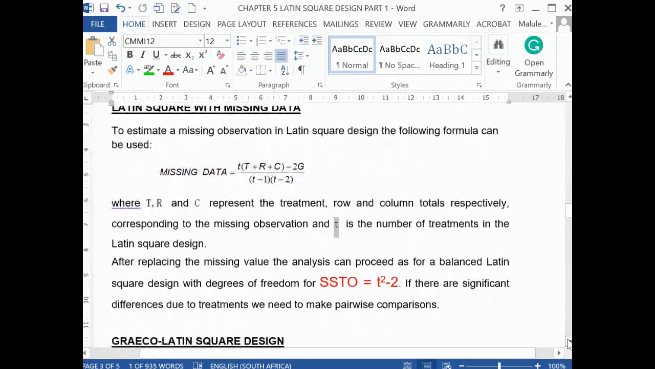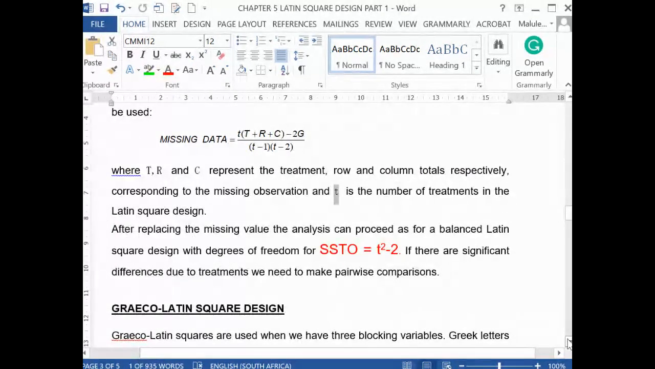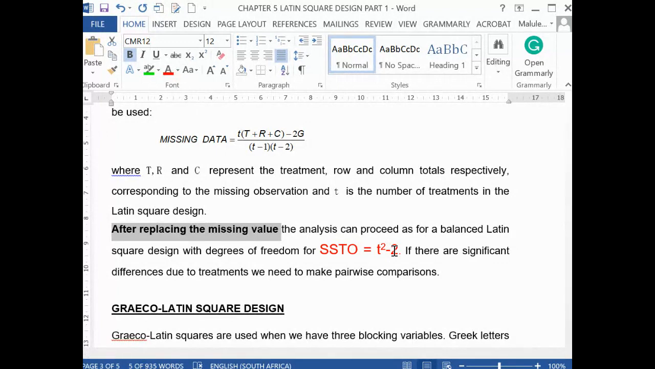What I was saying, guys, is here, I made it red: after replacing the missing value, the analysis can proceed as for a balanced Latin square design, with the degrees of freedom for SSTO being t squared minus 2. So the procedure for calculating is the same. The only difference comes when you want to find the degrees of freedom of total. It's no longer t squared minus 1, it's t squared minus 2.